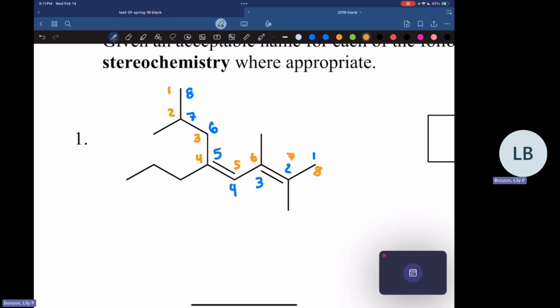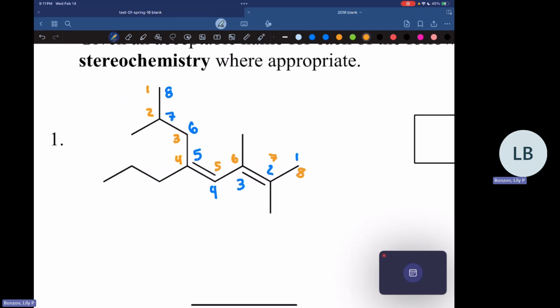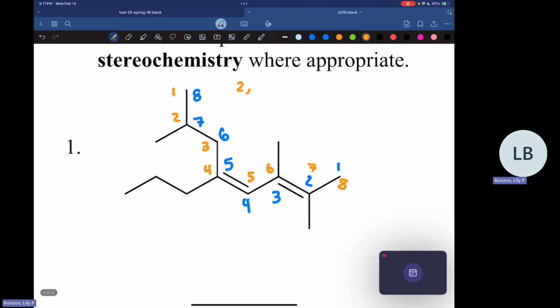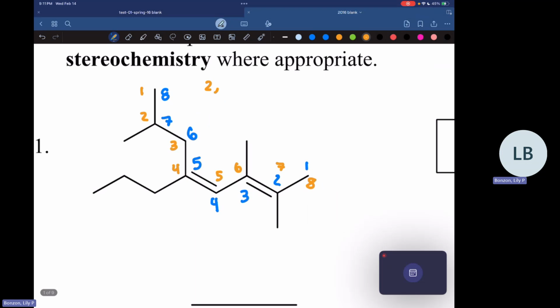And so from here, we need to compare the different numberings to see which one is going to give us the lowest number substituents. If we're looking at the orange, we have a methyl group on carbon 2. We have a purple group on carbon 4. We have another methyl group on carbon 6 and another methyl group on carbon 7.